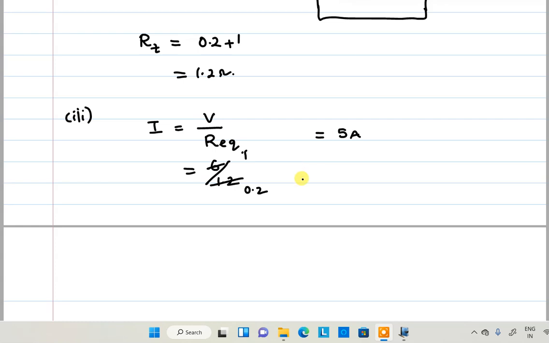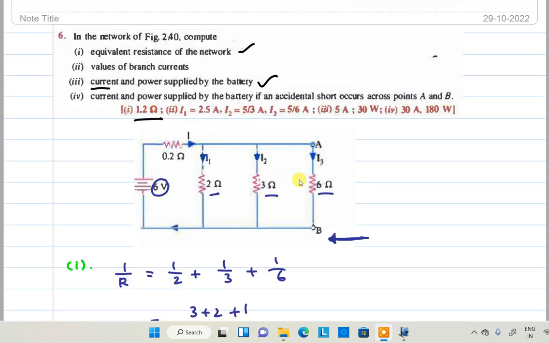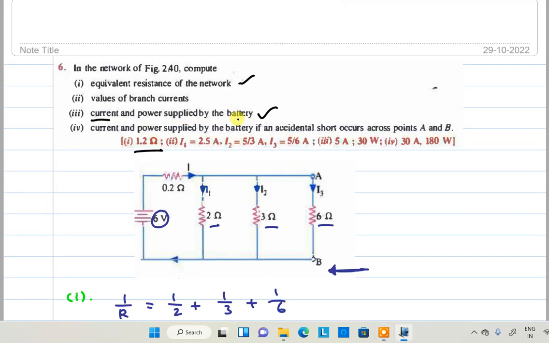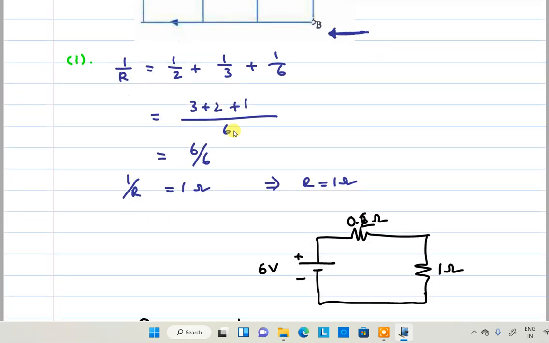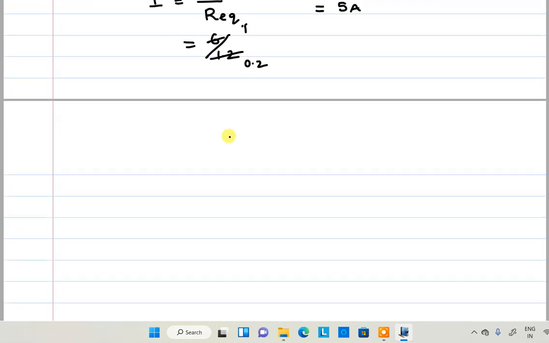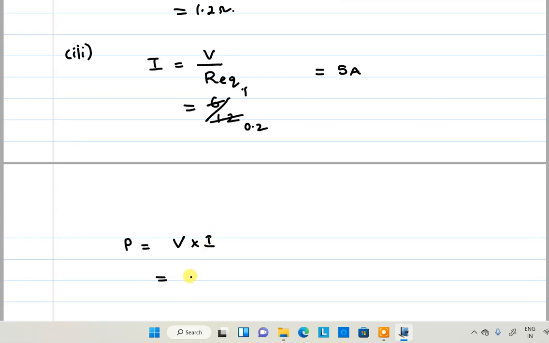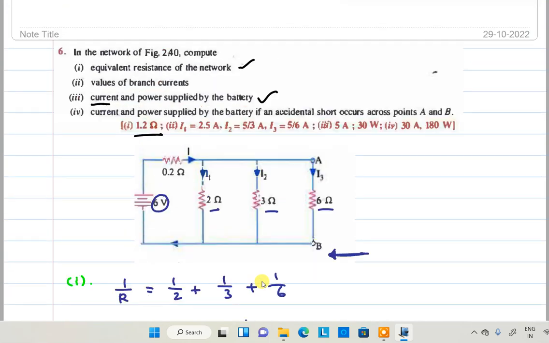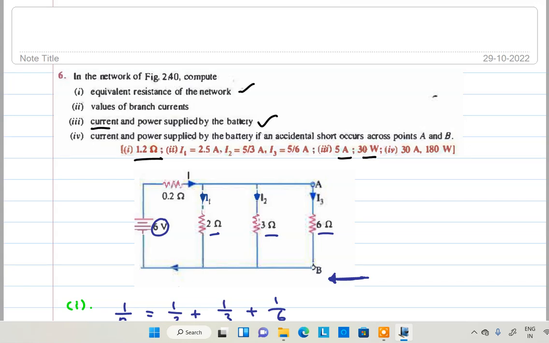Okay, next one, in the third bit itself, power supplied by the battery. So to calculate the power supplied by the battery, P is equal to V into I. What is V? V is 6 volt. I is equal to 5. That is equal to 30 watts, the power supplied. Just verify the answer in the third bit. 5 amperes, 30 watt. It is done.